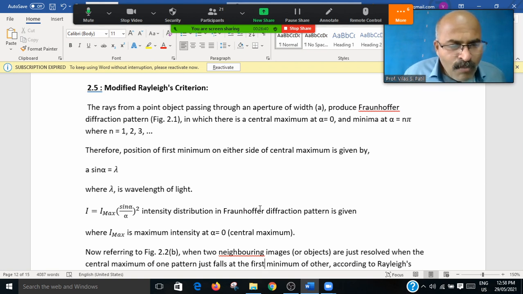The rays from a point object passing through an aperture of width a produce Fraunhofer diffraction, as shown in figure 2.1, in which there is a central maximum at alpha equal to 0 and minima at a sin alpha equal to n lambda, where n is equal to 1, 2, 3, and so on. Therefore, the position of the first minimum on either side of the central maximum is given by a sin alpha equal to lambda, where lambda is the wavelength of the light.